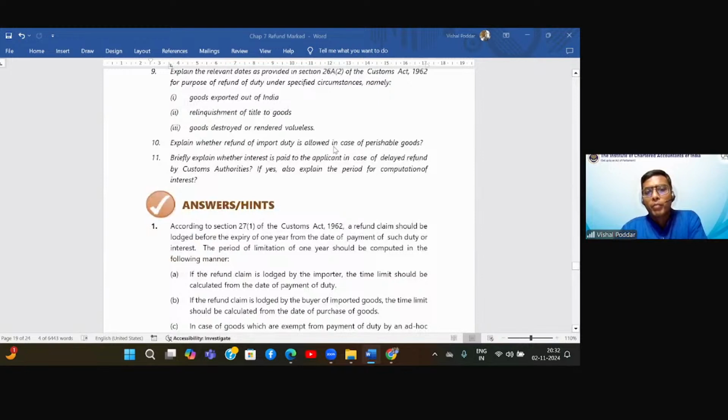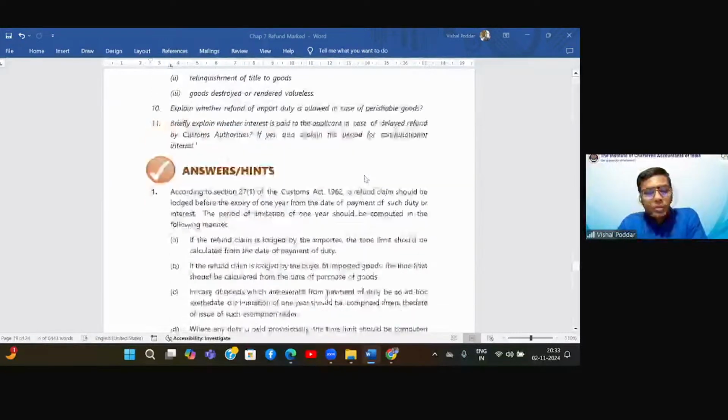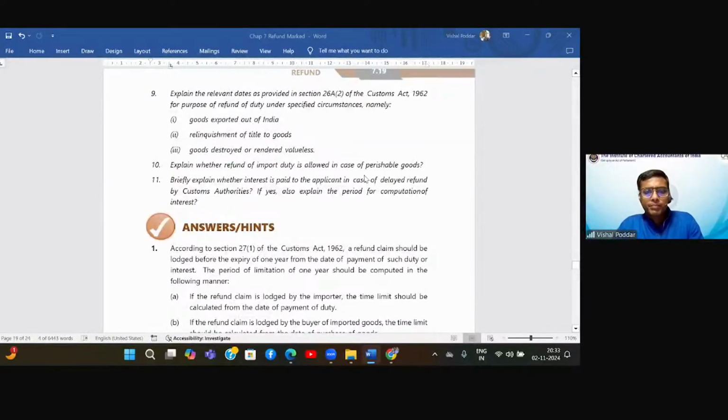Explain whether refund of import duty is allowed in case of perishable goods. Again, we have studied that it is not allowed for perishable goods. You cannot claim refund, right? Because it is your mistake that you did not clear it in time. Now you cannot relinquish it. You cannot destroy it and get the benefit of refund. Briefly explain whether interest is paid to the applicant in case of delayed refund by customs authorities. Answer is yes. And we have read that rule of beyond 3 months period at the rate of 6% per annum. That is what you have to mention over here. So students, these are the different provisions.